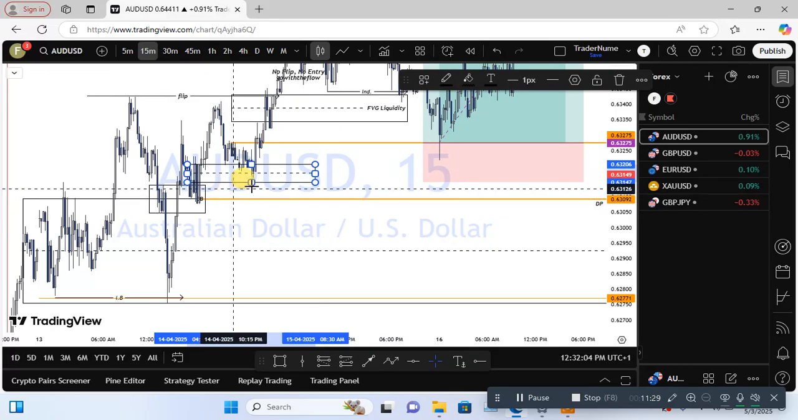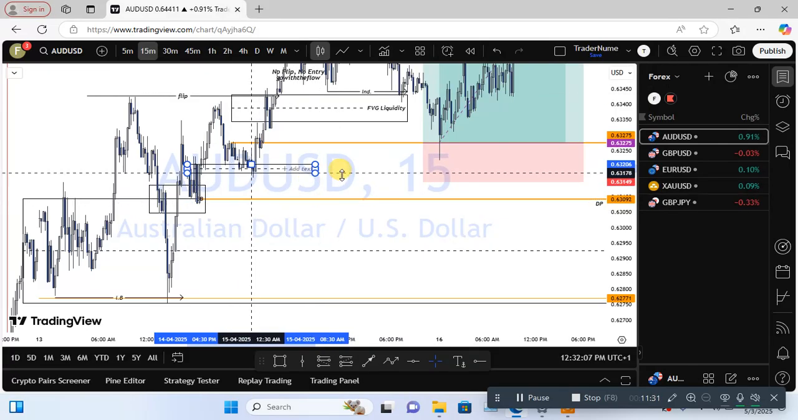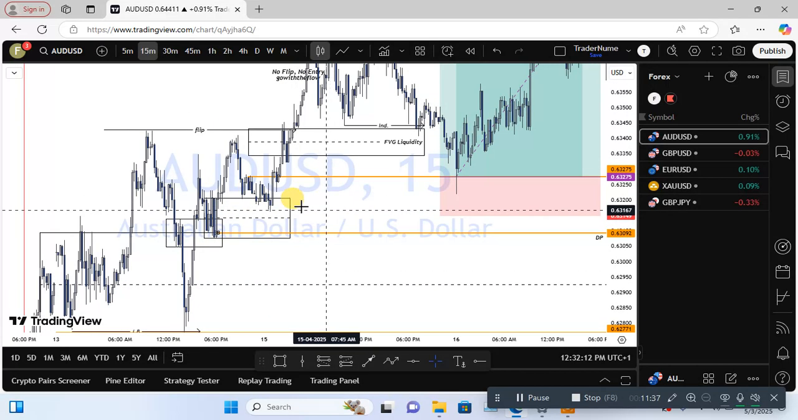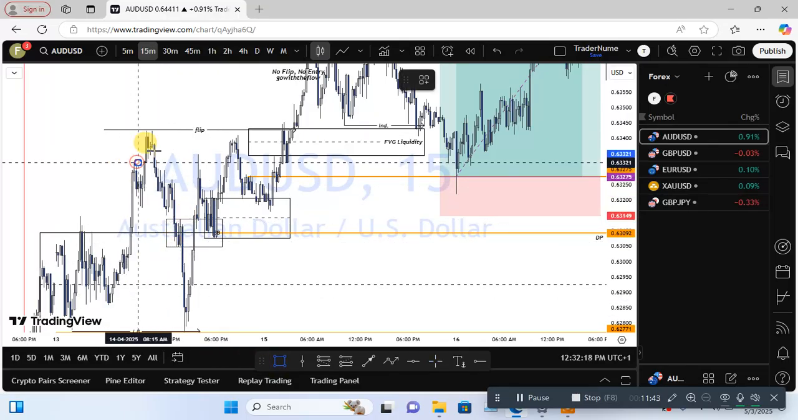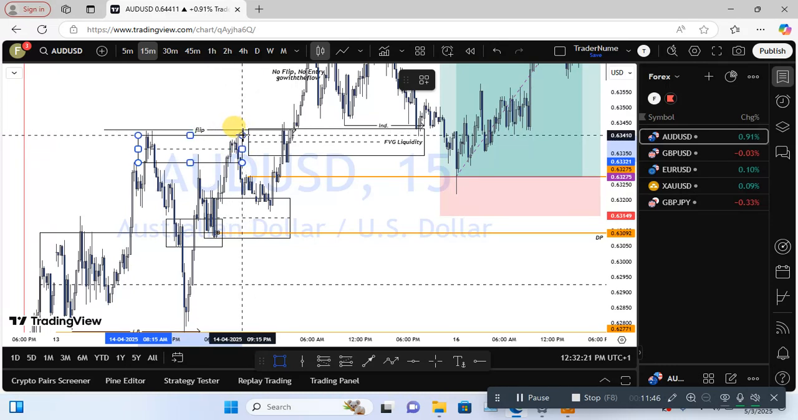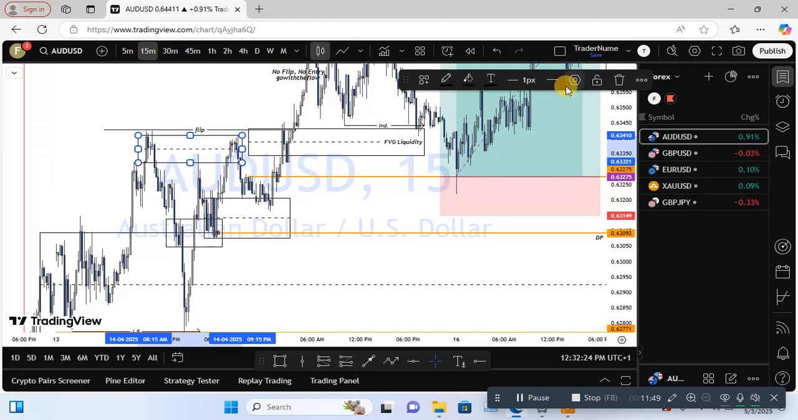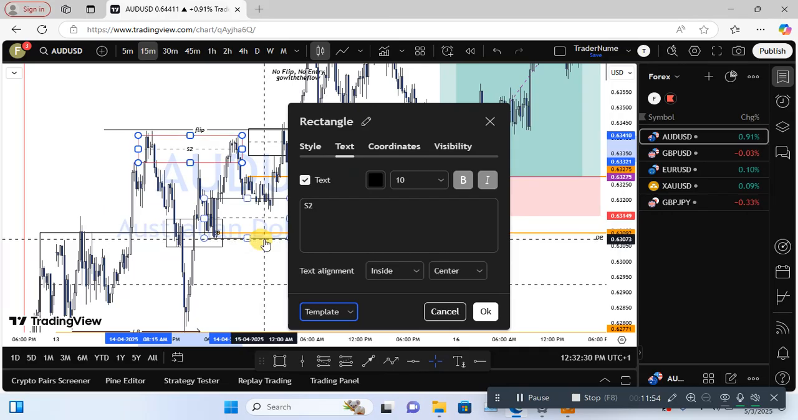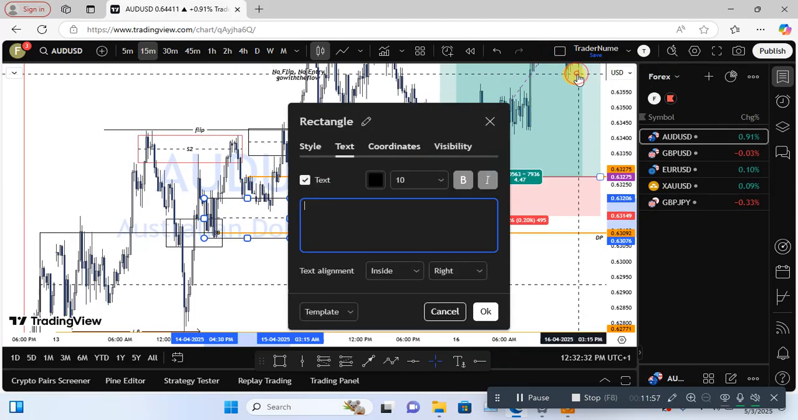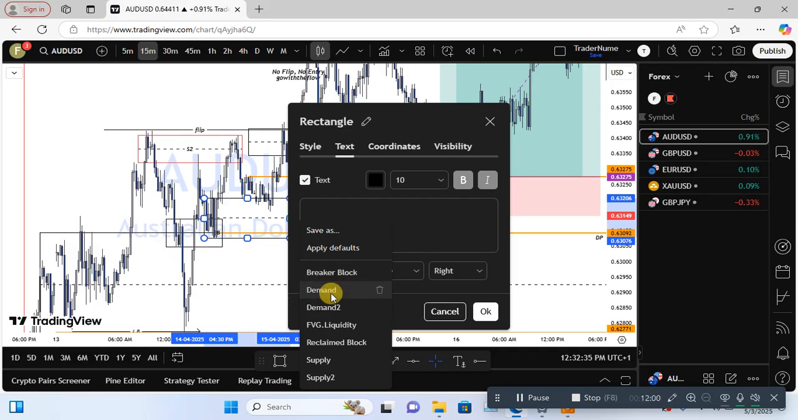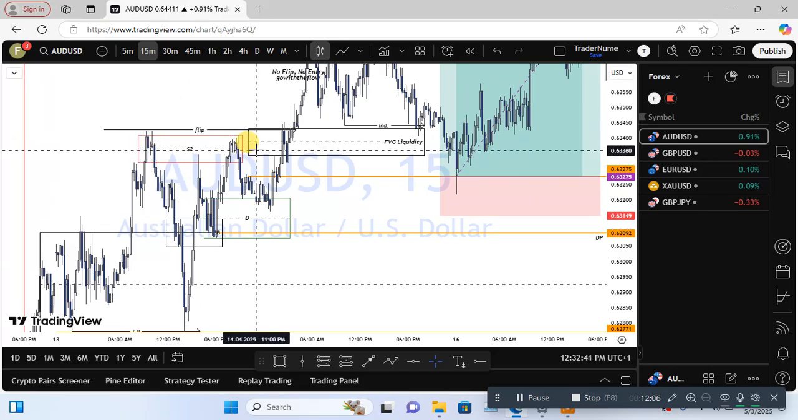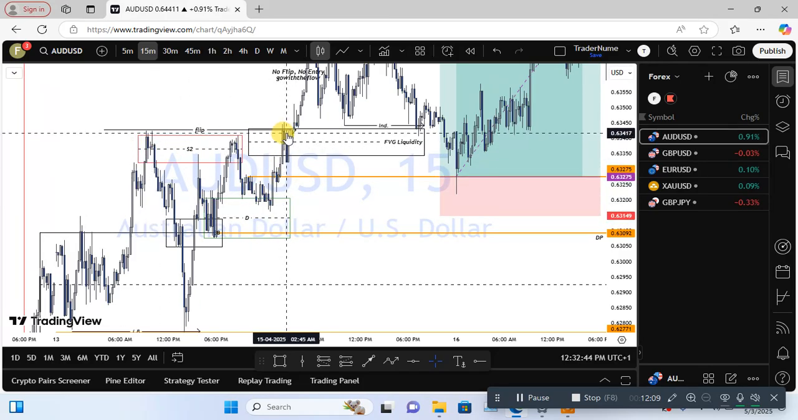So this also is a demand zone. The price mitigated. So what we now see here is supply to demand flip. Price did this, supply to demand flips, supply to demand flip. So price now mitigated the supply zone up here, came down, mitigated the demand zone and flipped it.